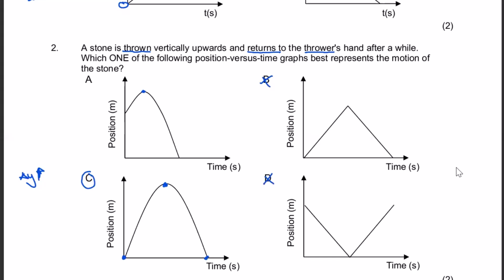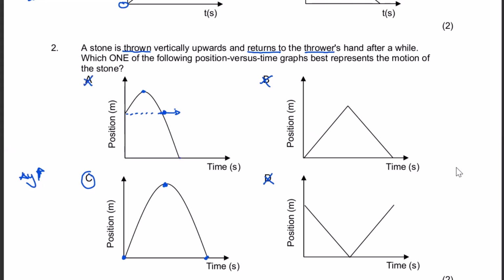The reason why A is incorrect is because there it leaves the thrower's end, which means you are at a certain height above the ground. Therefore, we were supposed to catch it at that point, right, so that it returns to the thrower's end. But unfortunately, it falls way downwards. So that's why option A is incorrect.